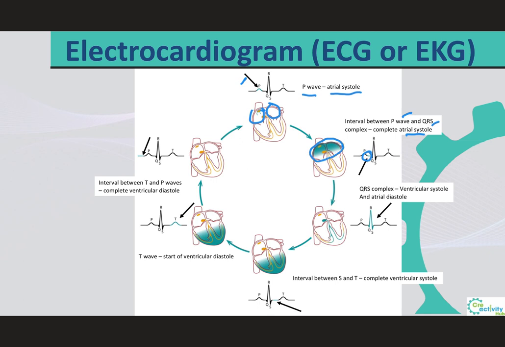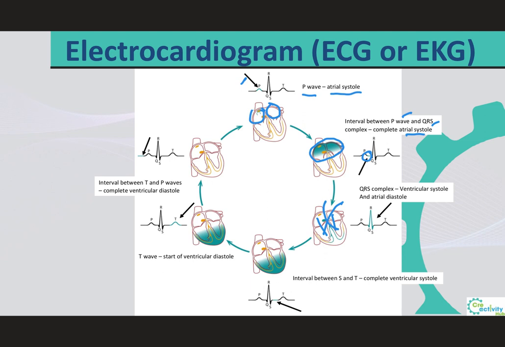Then we'll go to the QRS complex, which is when we have the ventricular systole occurring. Notice how this peak is much higher than either the P wave, which came before the QRS complex, or the T wave, which is after the QRS complex. And this is because the ventricles push the blood out of the heart with way more pressure than the atria push the blood into the ventricle.